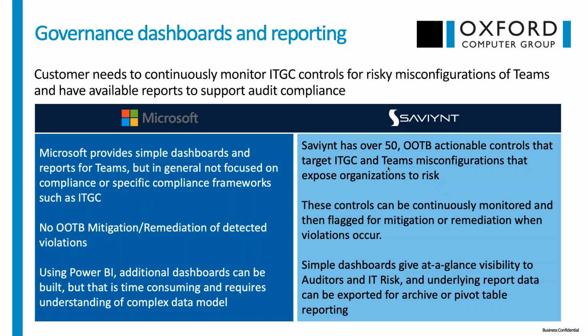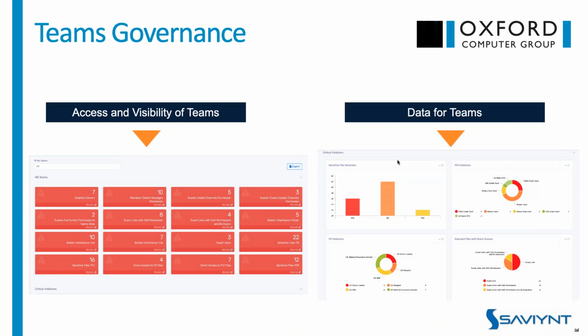And then finally, the dashboards that we provide give really simple at-a-glance visibility to auditors and IT risk. You can look at the reports visually and get very quickly a good read on where you stand in the environment. And if you really want to dig into it and mine under it, there are reports that sit underneath each of the tiles in the dashboard that let you go into much deeper level detail. That report data can be exported, and you can even build pivot tables in Excel or whatever your favorite business intelligence tool is. So these are some examples of the dashboards.